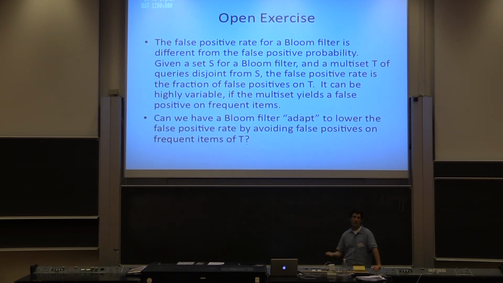So while your false positive probability on your Bloom filter may be one thing, the false positive rate, that is the rate of false positives you see, depends on your actual inputs, on what you're looking up in the Bloom filter. So the question is, can you have Bloom filters adapt in some easy, natural way? What's a design that you would think of to lower the false positive rate once you've actually seen something about the inputs?